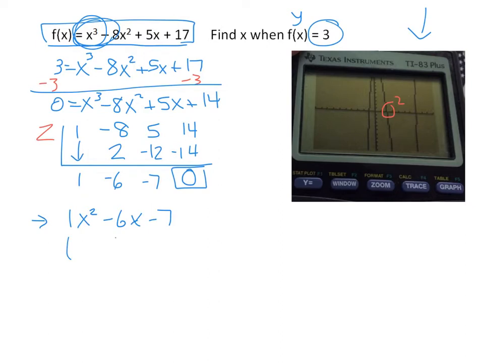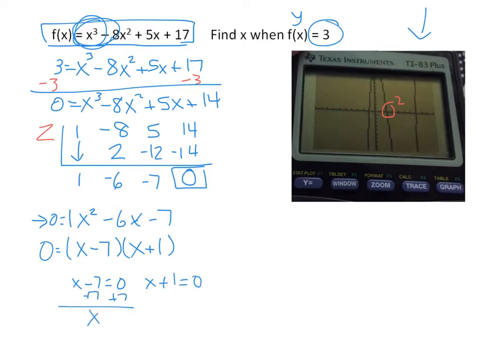This is factorable. We have x times x gives us x squared, negative 7 and positive 1. They multiply to give us negative 7, and they add to give us negative 6. And so then we are going to use the zero product property, because remember we do have equals 0 right here. So if you wanted to include that right here, you can. And we solve each of these by setting them equal to 0. x equals 7.